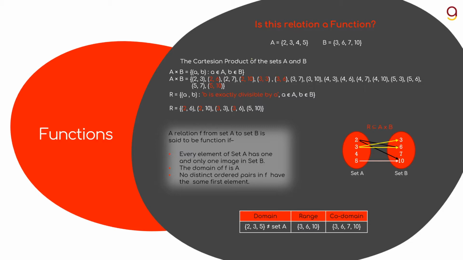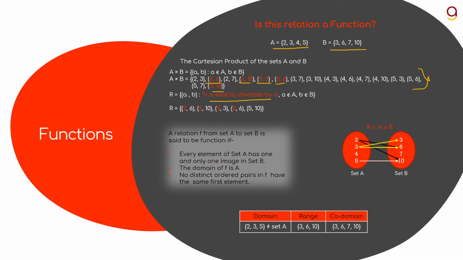Here, set A consists of the elements 2, 3, 4 and 5 and set B consists of the elements 3, 6, 7 and 10. And A cross B consists of these 16 ordered pairs. Out of these 16 ordered pairs, we can see that in these 5 highlighted ordered pairs, (2, 6), (2, 10), (3, 3), (3, 6) and (5, 10), the second element is exactly divisible by the first.